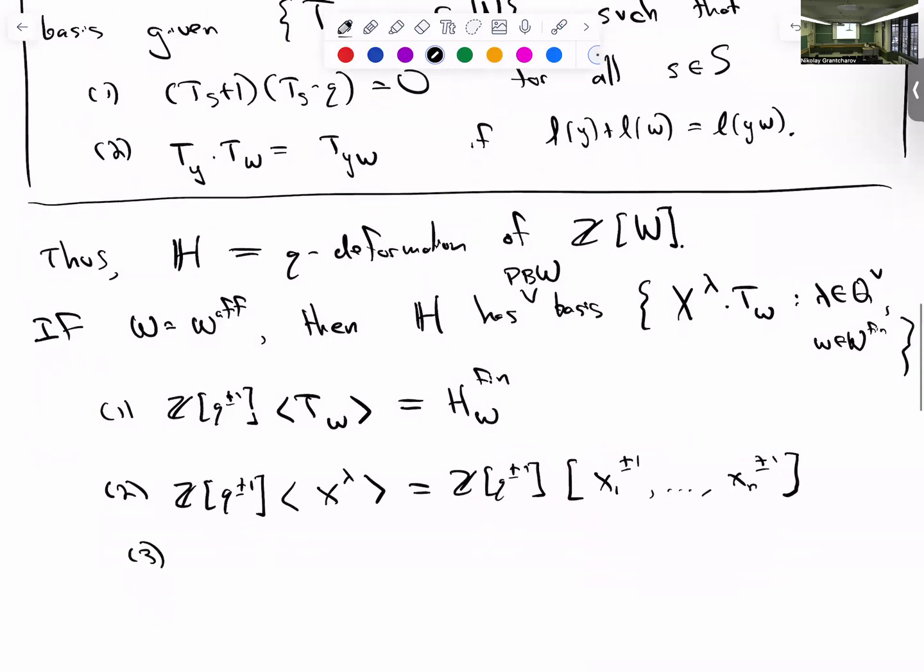Then there's only two relations for how to move the T's across the X's. First is if the roots are sufficiently far, they commute.